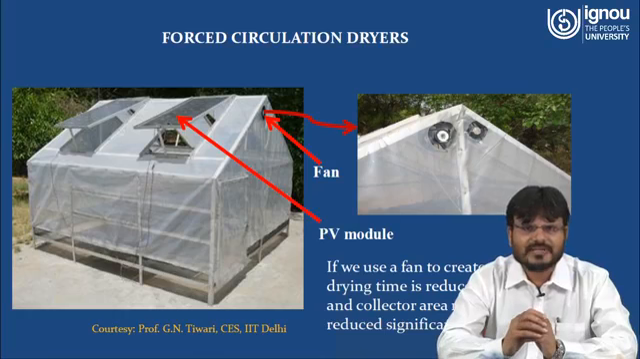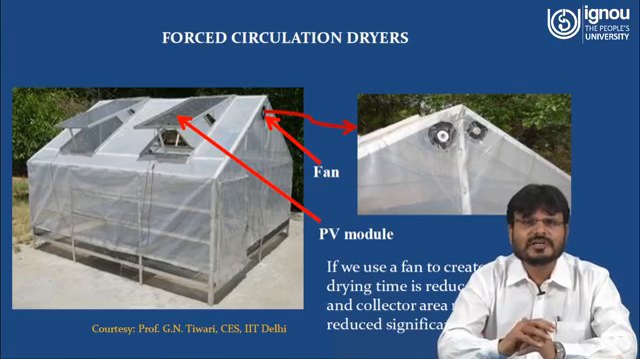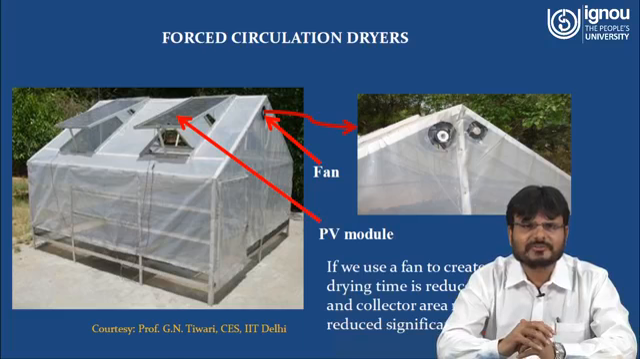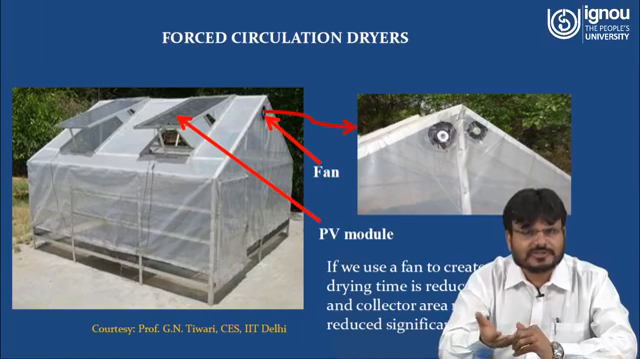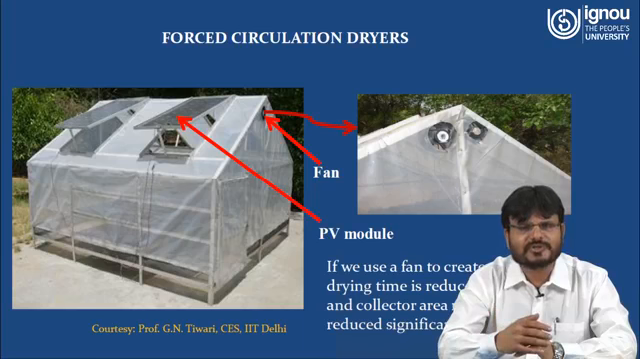Here you can see two PV modules are used, and these are semi-transparent PV modules. Why are semi-transparent PV modules used? Because whatever solar radiation is coming should be transferred to the inside of the chamber. At the same time, this PV module is giving the electrical power to operate this DC fan.